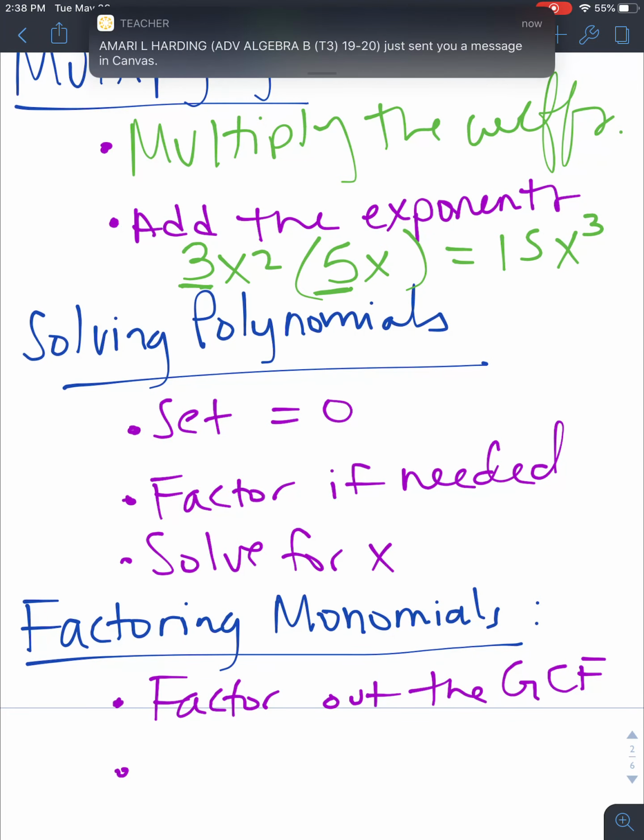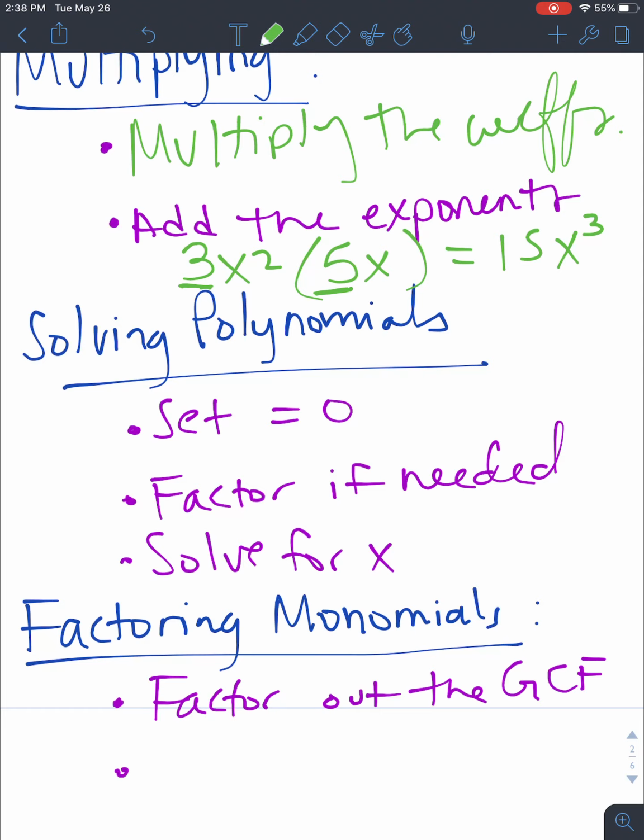When it asks you to solve polynomials, that just means you set your function or your polynomial equal to 0. You're going to factor it if you need to, and then solve for x. So solving polynomials is just one extra step. If we had 15x cubed equals 0, all we have to do to solve this is divide by 15 and then take the cube root of both sides. Just because it says you have to solve a polynomial doesn't mean that you don't know how to do it.